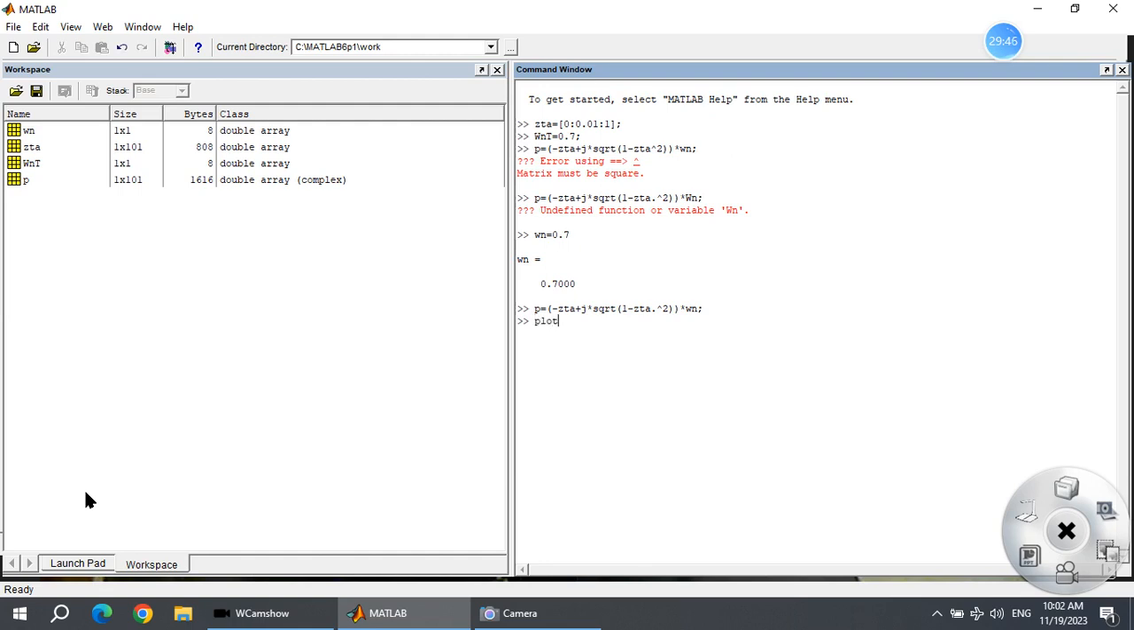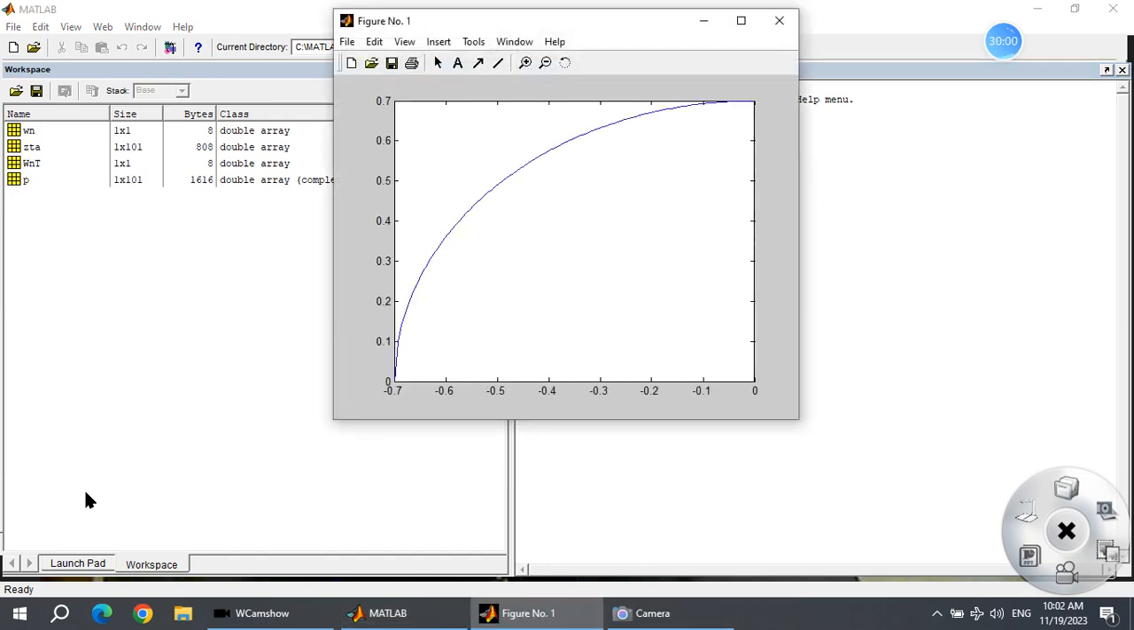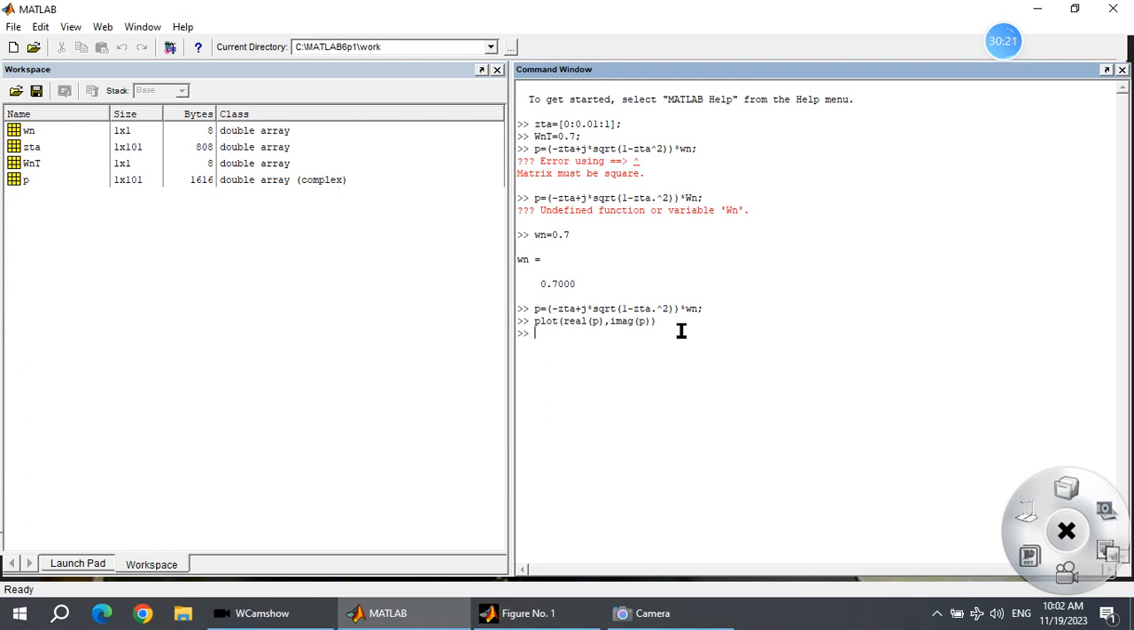If I plot the real of P and the imaginary of P, what is it? I just double check. Omega n is fixed. Omega n is the distance from that pole to the origin, so that will be a circle, right? Yes, it's a circle. This is zeta from 0 to 1.